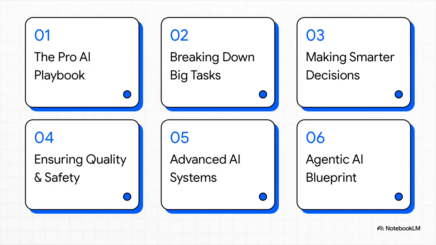Now, to make sense of all 20 patterns, we're going to group them together. We'll start with the basics, like how to break down huge tasks, then move into making smarter decisions. The important stuff, like quality and safety. Then we'll look at building truly advanced systems. And finally, we'll wrap it all up in a single, easy-to-understand blueprint.